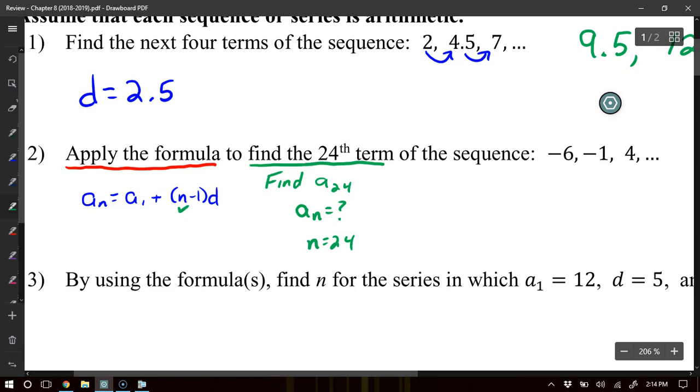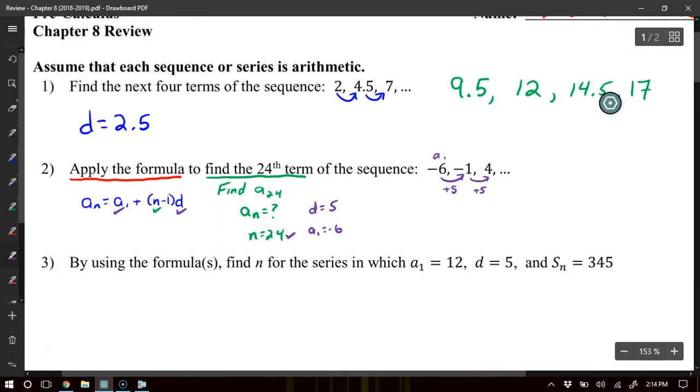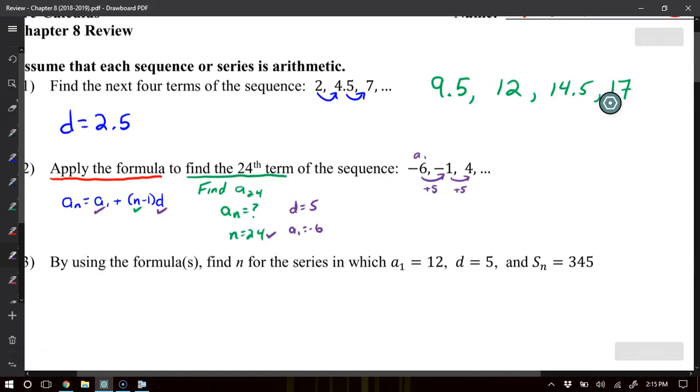I know n is 24. If I look at my sequence here, I can also find my difference. I'm adding 5 each time. So I know my difference is 5. So I know n, I know my difference is 5, and I know my first term. I know a sub 1 is negative 6. So really, I have everything I need to plug into this formula. So you can make a list of what's given and see what you need to do.